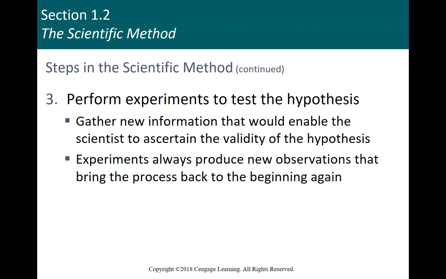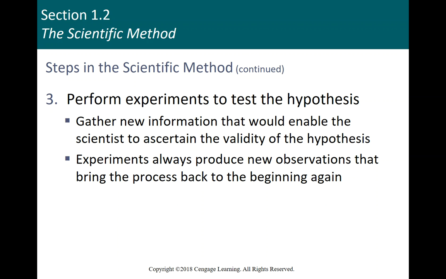Third step, you perform an experiment. This is often the hardest thing for beginning scientists, because they cannot develop an experiment that's going to test their hypothesis. So you need to be very careful that your experiment is repeatable. You need to be able to list out the steps so that someone else could repeat it.